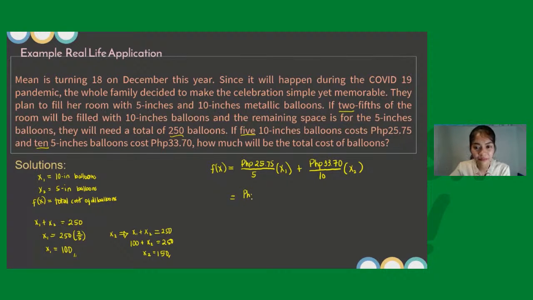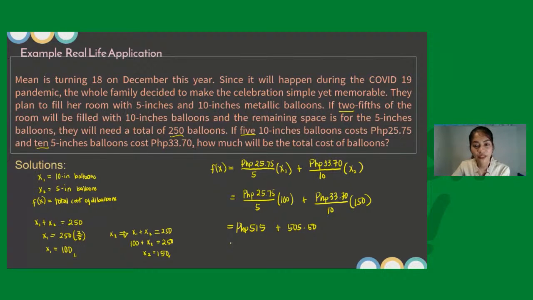We will have, okay, 25 pesos 0.75 divided by 5 times 100 plus 33 pesos 0.70 centavos divided by 10 all over 150. So simplifying it, we will have 515 here and 505.50 pesos.